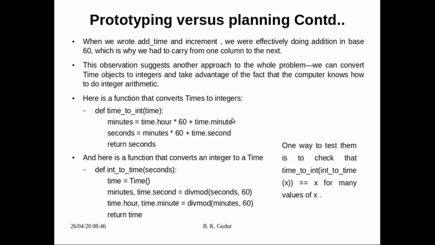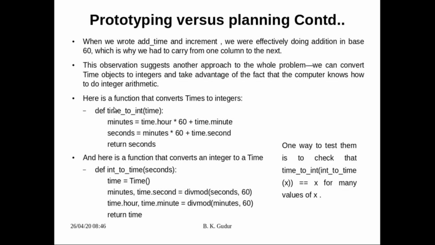In whichever programs we have written previously, all those programs can be tested using these two functions. What we can do is take a simple time object t, and check whether these two functions work properly or not by calling time to int and later int to time. It will be a conversion from time to integer and back to time, so that we should get the same time back. So this is a prototype versus planning.